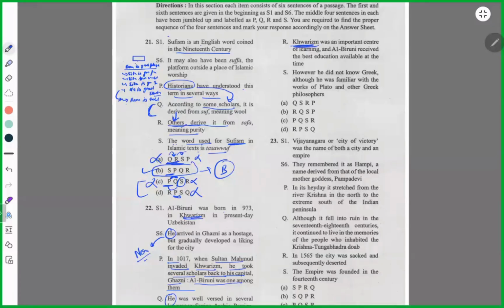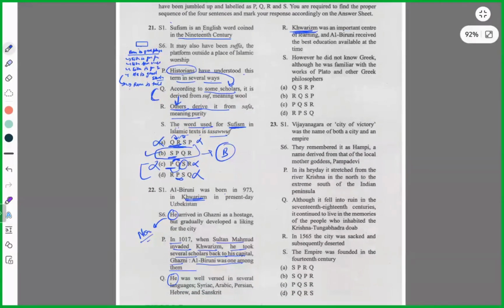As I told you, logic. If there is something more for any noun, we'll try to keep it first. Let us say if it will make a logic or not, right? Now again, we'll get a stepping stone. This is how we'll get stepping stones to move forward. Now, next, Khwarizm was an important center of learning, and Al-Biruni received the best education available at that time.